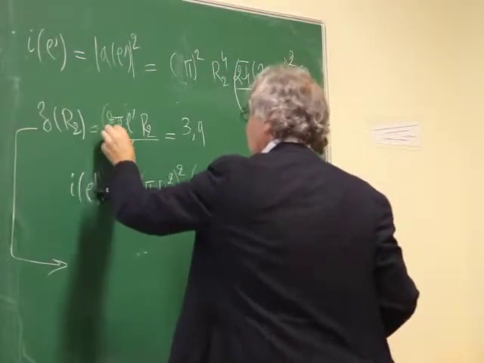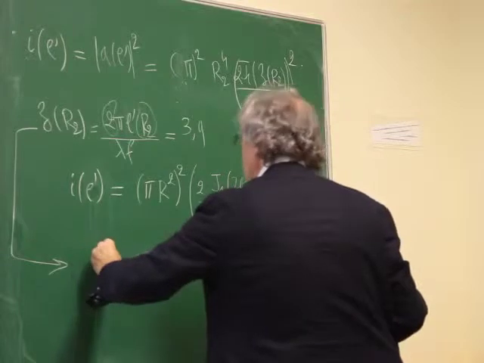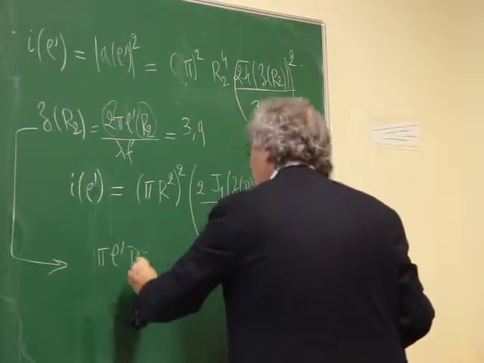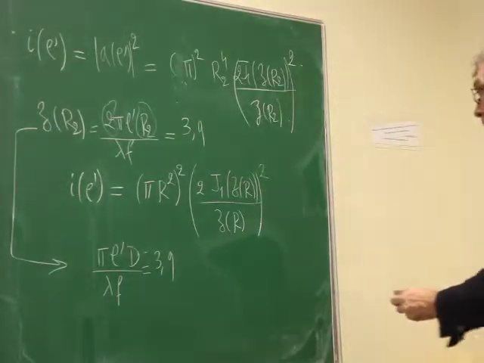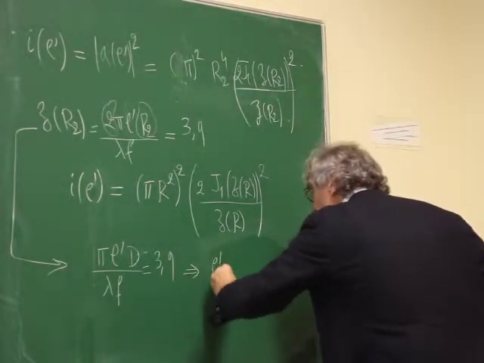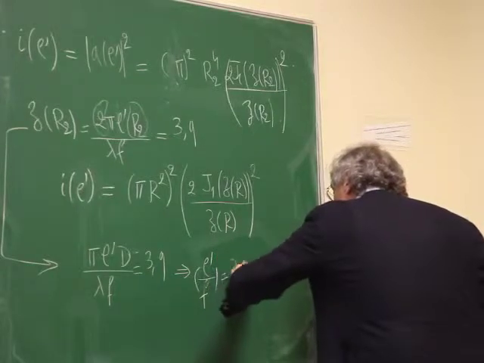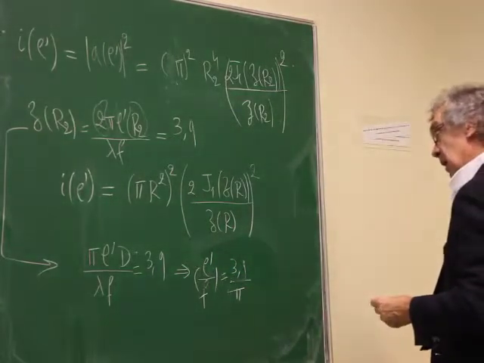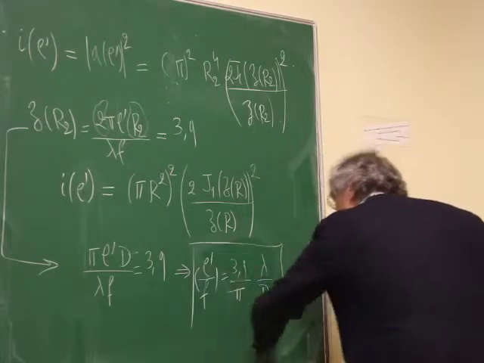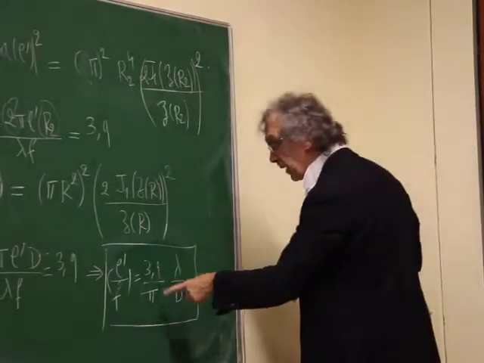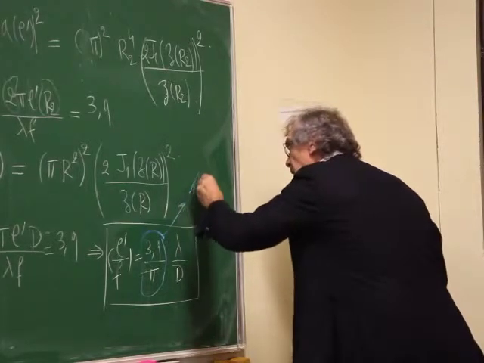Okay, now I may rewrite this expression as follows. Do you agree that 2 times the radius is the diameter of the telescope? So I find that pi times rho prime times the diameter of the telescope divided by lambda f is equal to 3.9. And from here, I deduce that rho prime divided by f is equal to 3.9 divided by pi multiplied by lambda over D. And when you divide 3.9 by pi, you find that this is equal to 1.22. So this is 1.22.